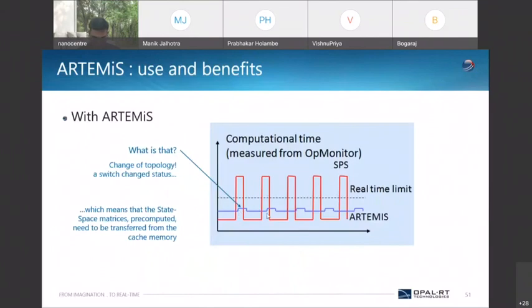We can see over here that whenever we have a change of topology, that is whenever a switch changes its status from 0 to 1 or 1 to 0, the SPS, the one shown in red color, has a very high value, because every time the switch changes, it is going to compute the state space equation again. But with Artemis, since the information just has to be fetched from the cache memory, the time it takes is far less than the SPS one.